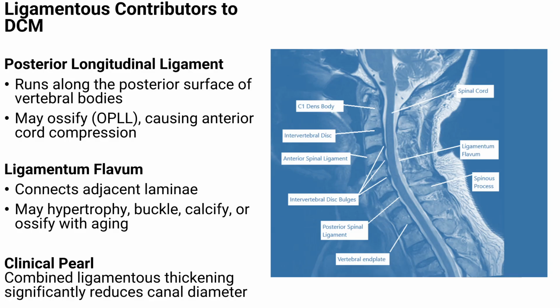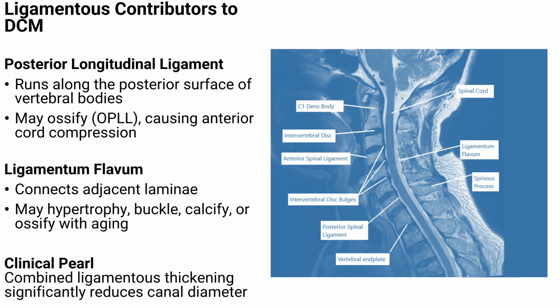Two important ligaments contribute to degenerative cervical myelopathy by narrowing the spinal canal as degenerative changes progress. Their role is significant. The posterior longitudinal ligament runs along the back of the vertebral bodies, and in some patients, it becomes ossified, a condition known as ossification of the posterior longitudinal ligament, or OPLL, which produces direct compression of the spinal cord from the front.